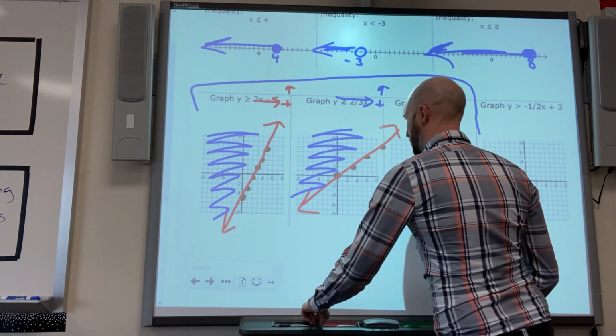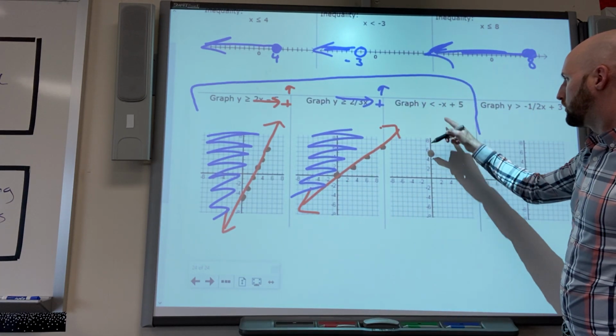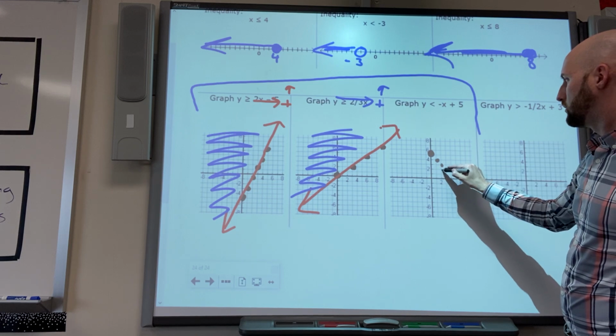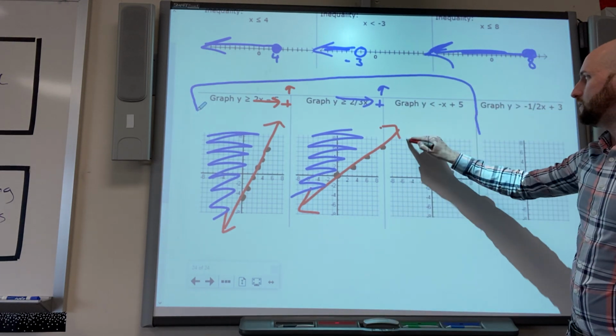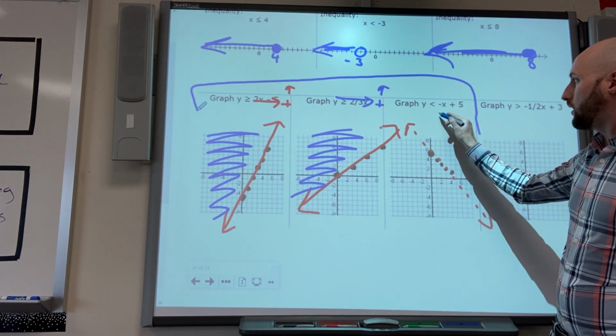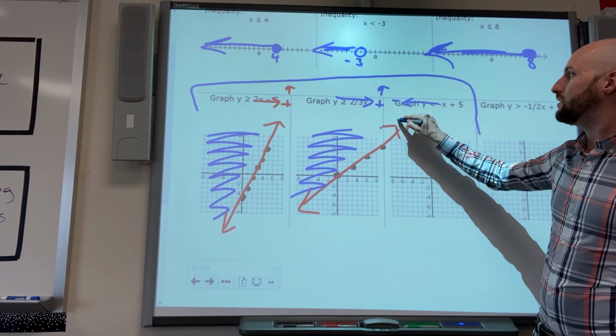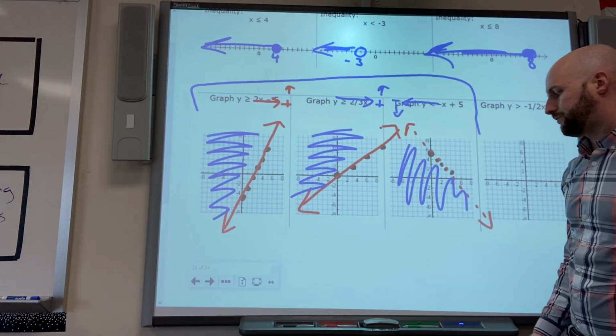Okay, this one, it says +5. Slope -1. The line is dotted. And the arrow pointing to the negative means down. So abajo de la línea, below the line.